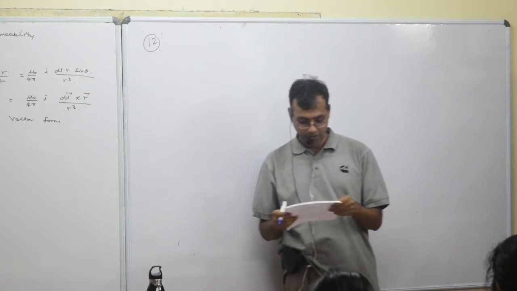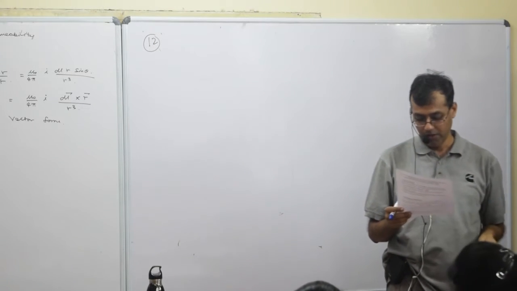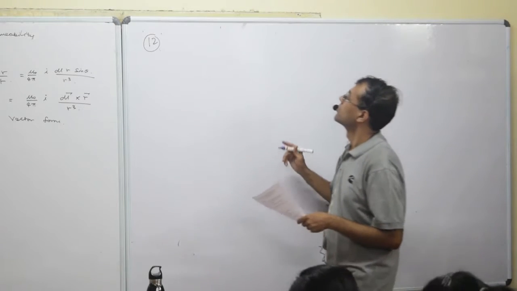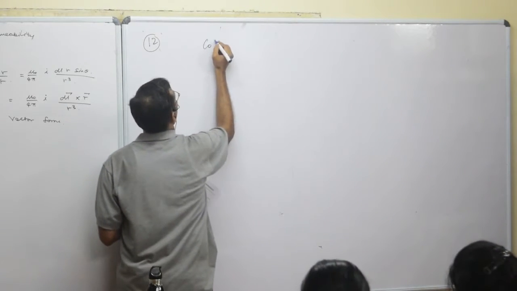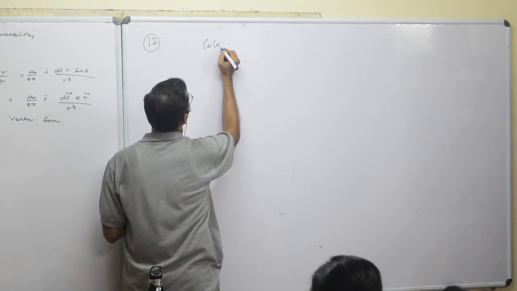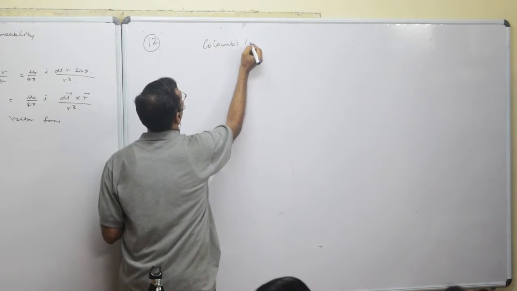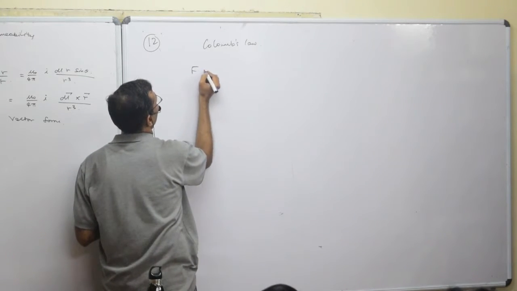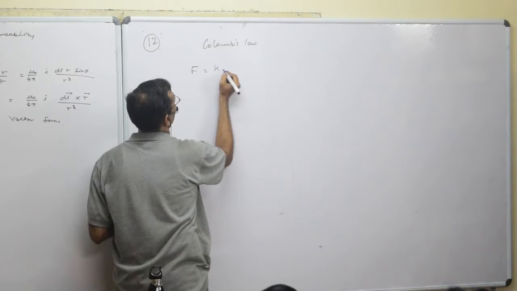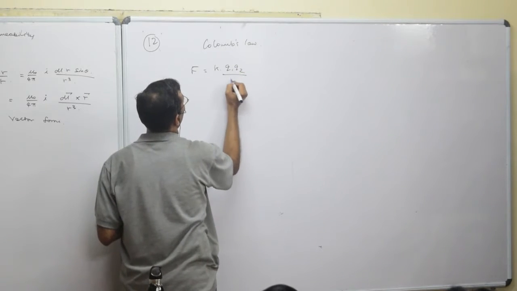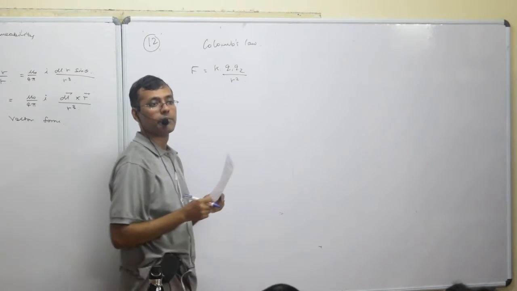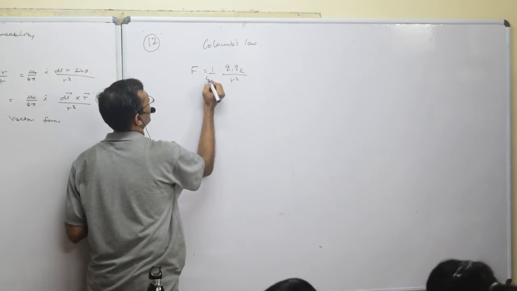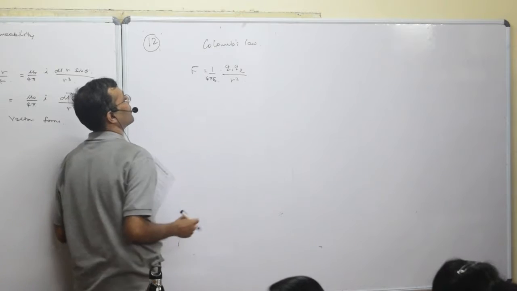So we need to talk about similarities and differences between Biot-Savart law and Coulomb's law. Coulomb's law is going to be force F is equal to K Q1 Q2 by R square, right? K can be expanded as 1 by 4 pi epsilon naught.